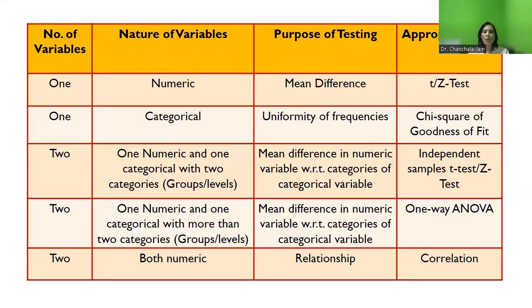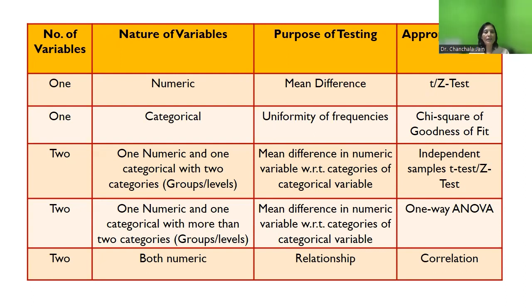Now, this table will help you understand which test you need to use. Firstly, we need to identify the number of variables. Suppose we have only one variable, the variable is numeric, and we want to compare the mean of our numeric variable with the population mean. In that case we can use either the t-test or the z-test. Again, if we have only one categorical variable and we want to see the uniformity of the frequencies across the categories of the categorical variable, we will opt for the chi-square goodness of fit test.